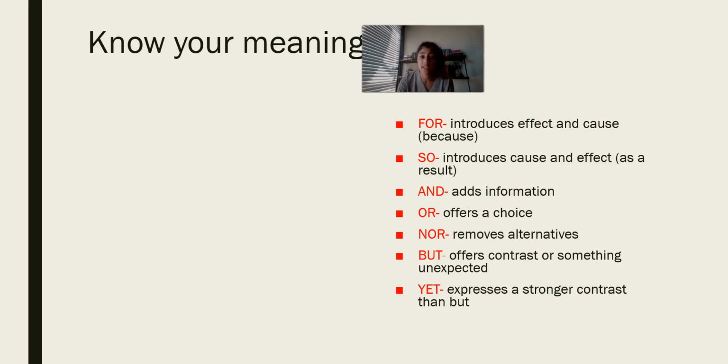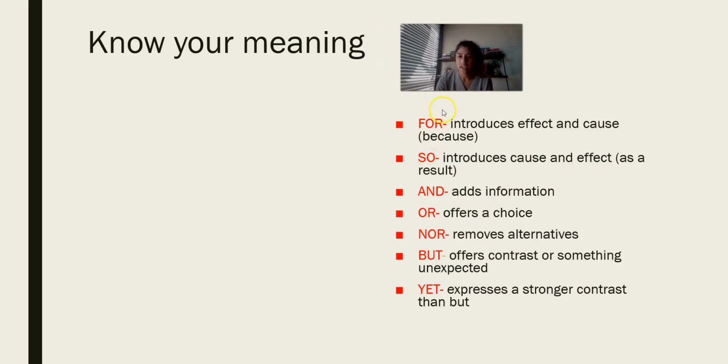All right, so the next really big thing to pay attention to is knowing the meaning of these words. Each has a very specific meaning, and they are not as interchangeable as we tend to assume sometimes as writers. So "for" introduces an effect and then the cause. It's largely been replaced with "because"; we don't hear "for" a lot. An example would be: I failed the test, for I did not study. What's the effect? Failed the test. The cause: I did not study.